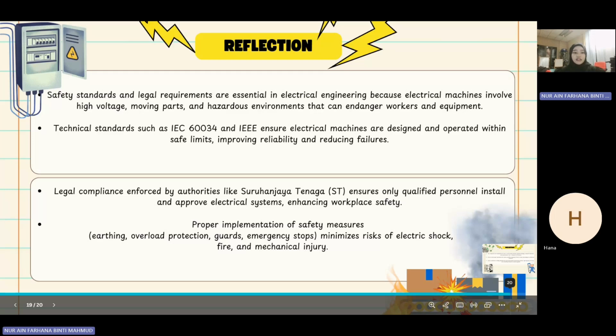The third one is legal compliance enforced by authorities like Suruhanjaya Tenaga, which ensures only qualified personnel install and approve electrical systems, enhancing workplace safety. This reduces unsafe practices and ensures national safety laws are followed. The fourth one is proper implementation of safety measures such as earthing, overload protection, guards, and emergency stop. It will minimize the risk of electrical shock, fire, and mechanical injury.